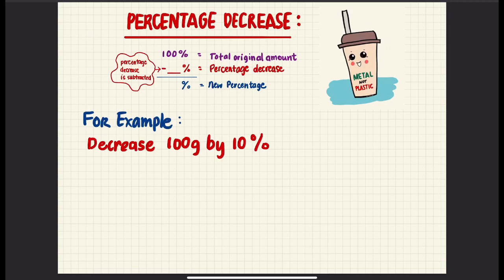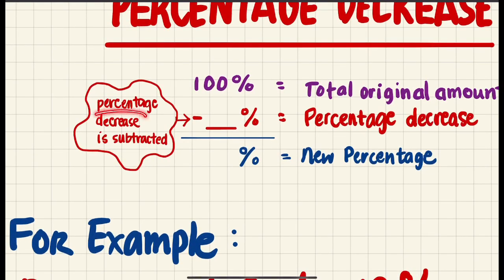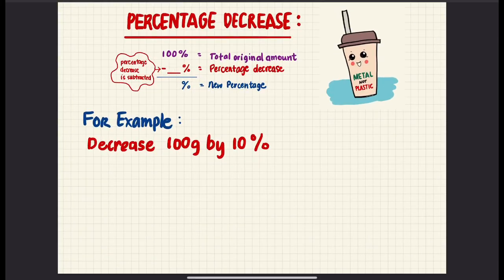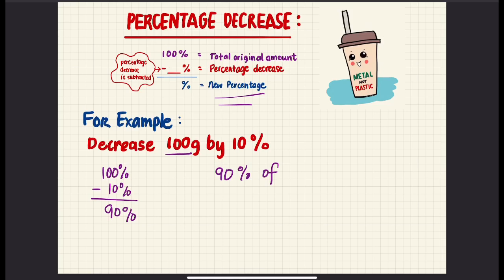It's the same thing. The only thing different is since it's decrease, we subtract. So again, 100% is the total original amount, and then we decreased. See? Decreased by how much? 10%. So that means we subtract 10%. So now the new percentage, remember, is 90%. So now we're looking at 90% of the original 100 grams.